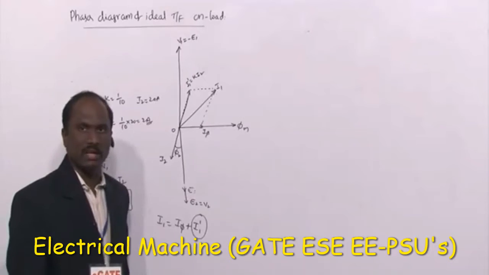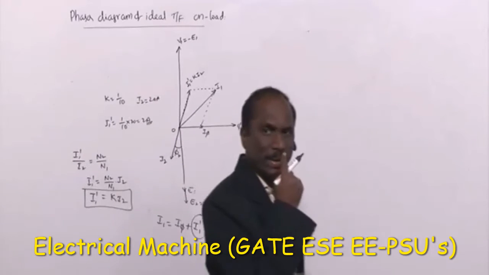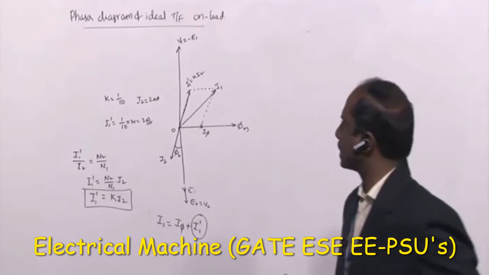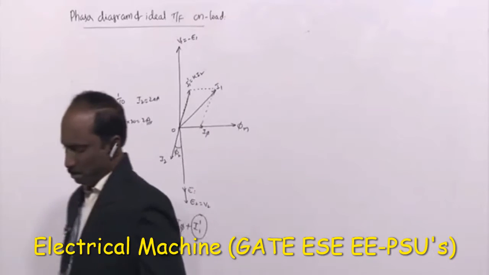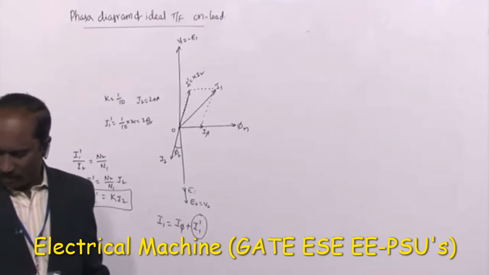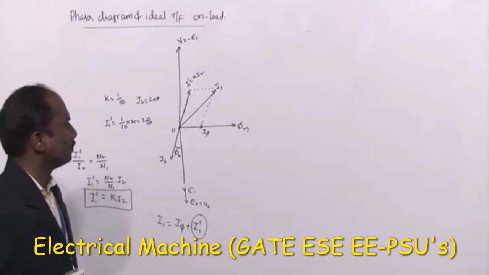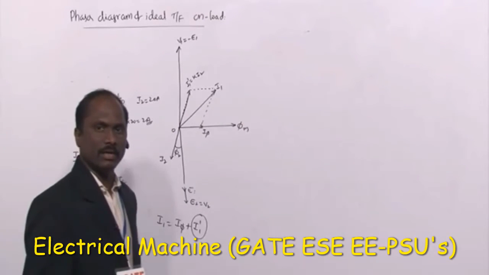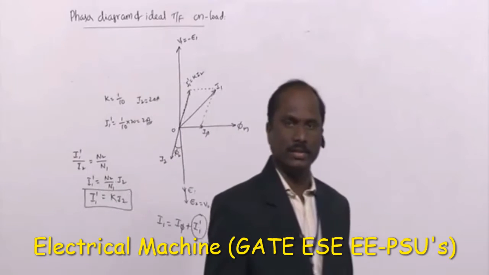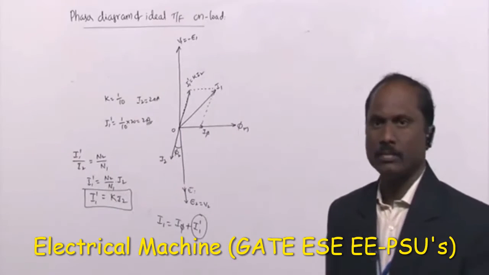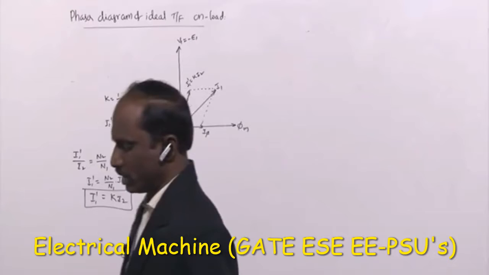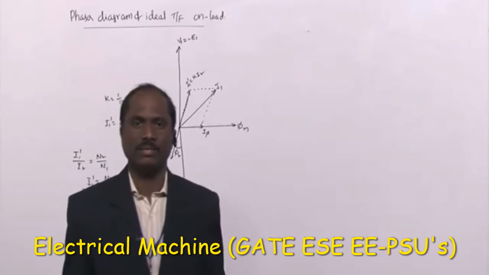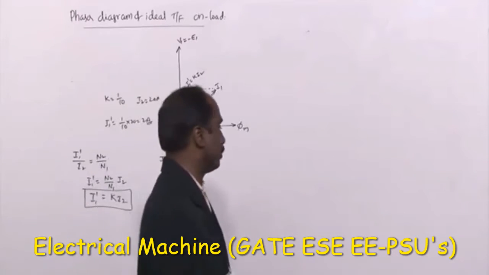Like that, this is the phasor diagram for an ideal transformer under loaded condition. You note this. This is the phasor diagram for an ideal transformer under the loaded conditions. Next, we are going to plot the phasor diagram for a practical transformer.